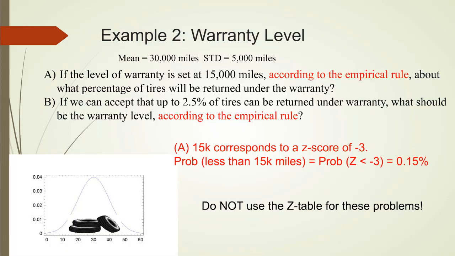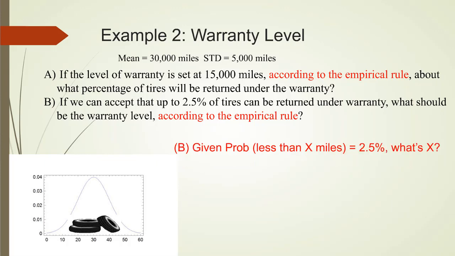It's important to know that if you were to use the z-table to find this probability, the answer would be 0.13%, which is fairly close to 0.15% from the empirical rule. Since this question specifically asks to solve this problem using the empirical rule, we would have to use the empirical rule to do that.